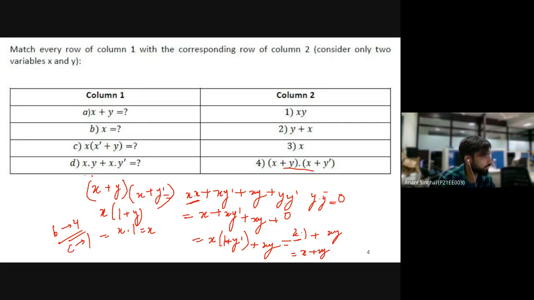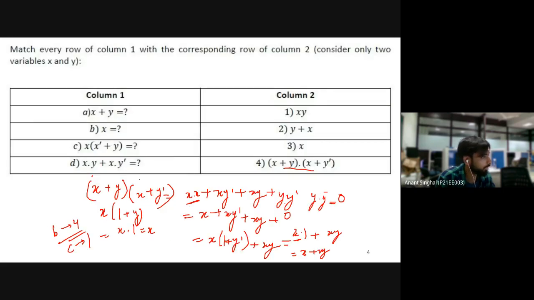I'll check with this D. D is xy plus xy bar. I can take x common from this. So it will be y plus y bar. If we add the complement of any variable, it will always give 1. And if you multiply that with any variable, it will be the same as the variable. So it is x. So now D is 3. And the only thing left is A, which is 1, 2.